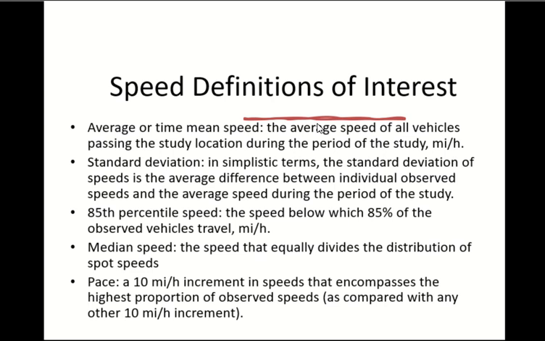Any questions? No, it's not like that. There is a method, but I am just trying to explain what the pace means. We'll go through how to calculate the standard deviation, the pace and the 85th percentile with the data. But did you get the concept? The concept is, in your speed data, there is a 10 mile per hour range which has more drivers in it than any other range. That is the pace. Clear?